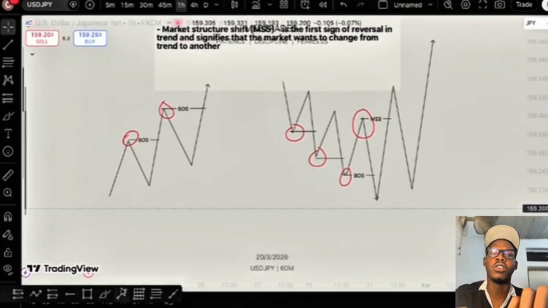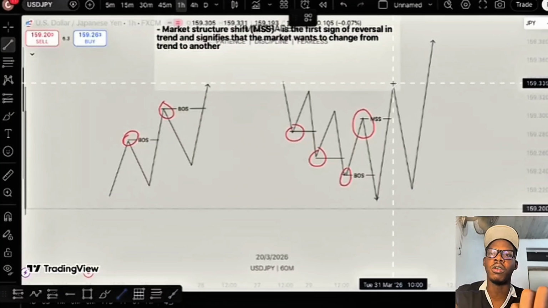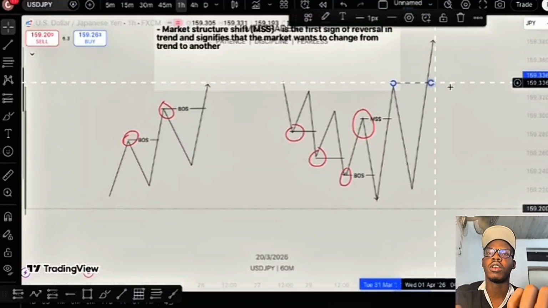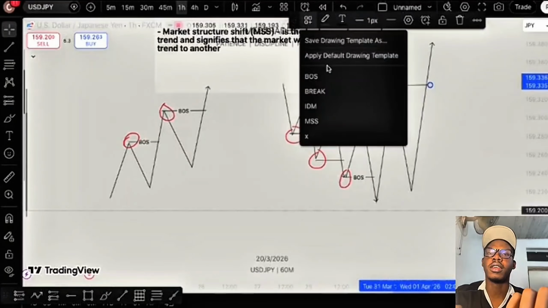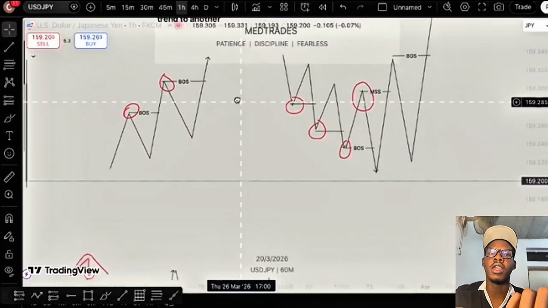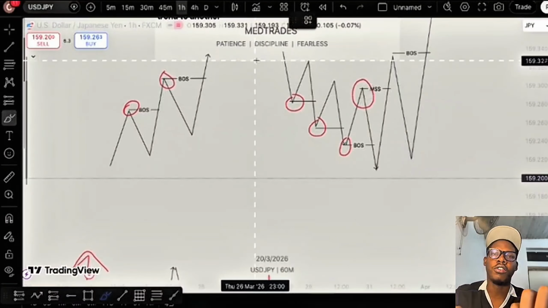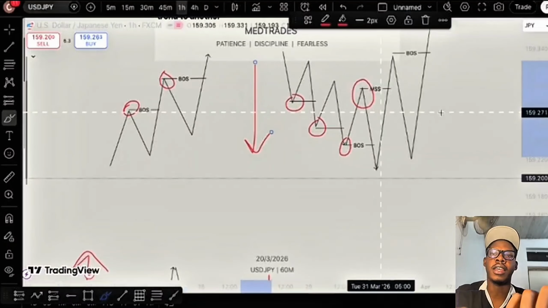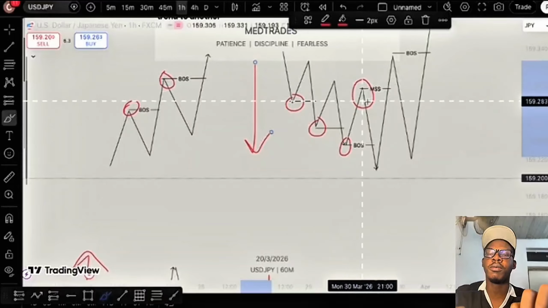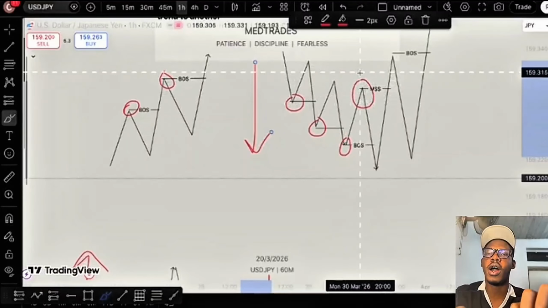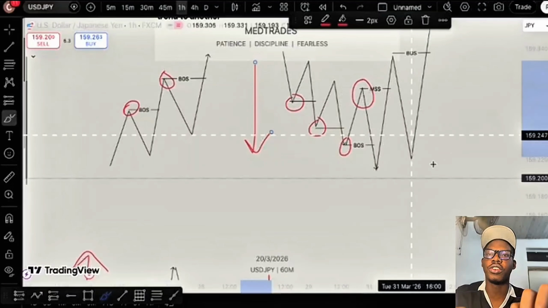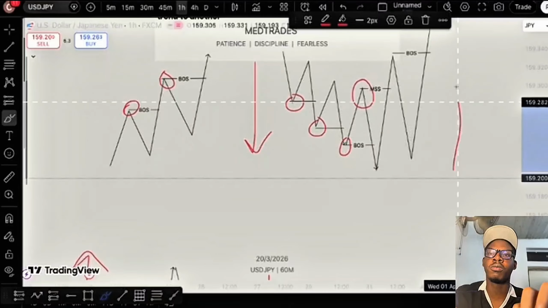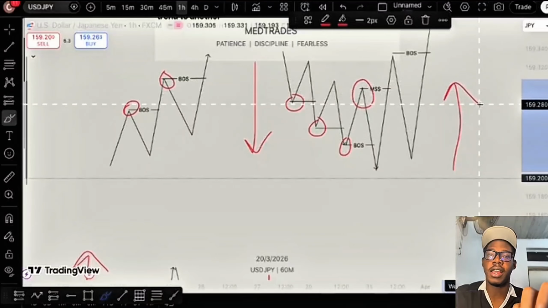And then it continued with this trend. This becomes a break of structure. So like that, it continues in trend. In here, it was in a downtrend, right? And then it came to take out this lower high, forming a market structure shift, and then became bullish. That is an uptrend.